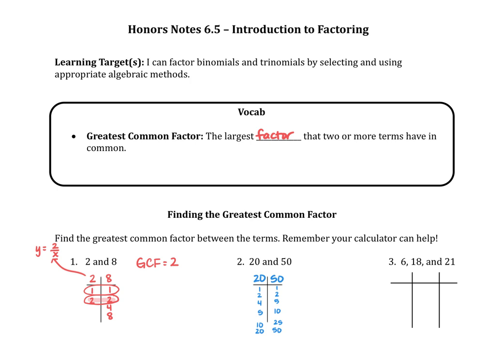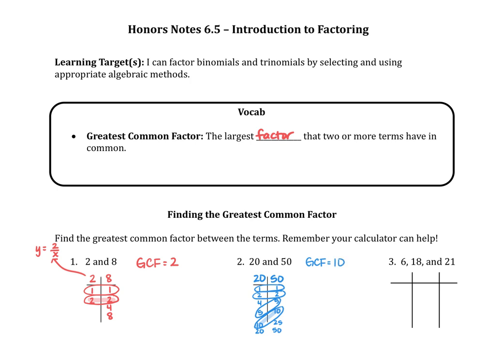So then I'm going to circle the common factors. They both share a 1 in common. They both share a 2 in common. They both share a 5 in common. And they both share a 10 in common. So the GCF, remember, is the largest of those that I circled. So that would be 10.